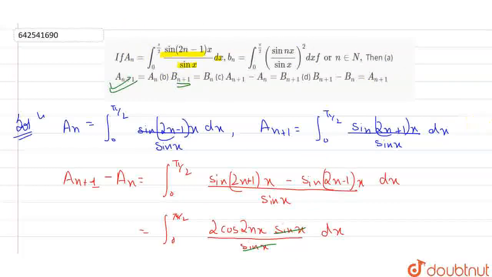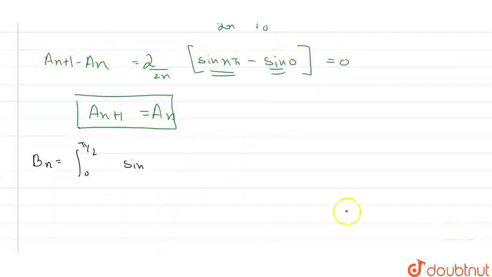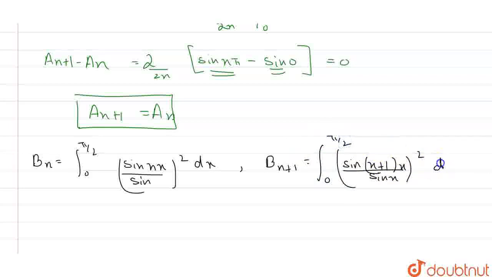Now we have to find the relation for bn plus 1. I can write bn as the integration from 0 to pi by 2 of (sin nx by sin x) whole square dx. Similarly, our bn plus 1 will be the integration from 0 to pi by 2 of (sin((n plus 1)x) divided by sin x) whole square dx.